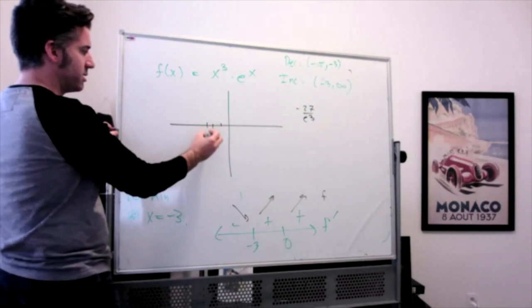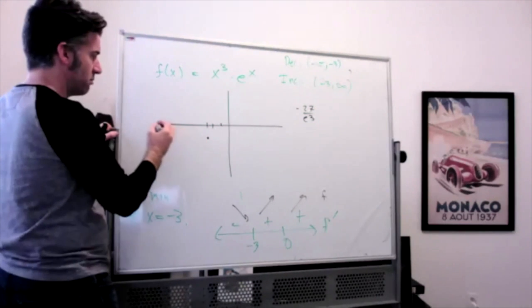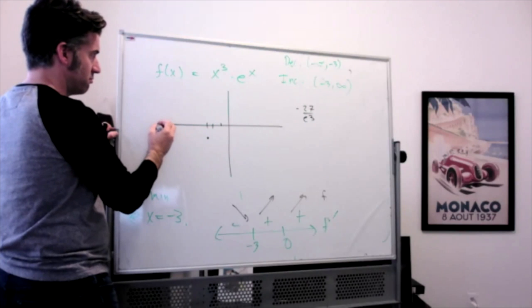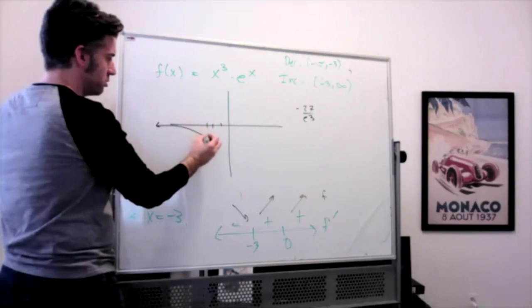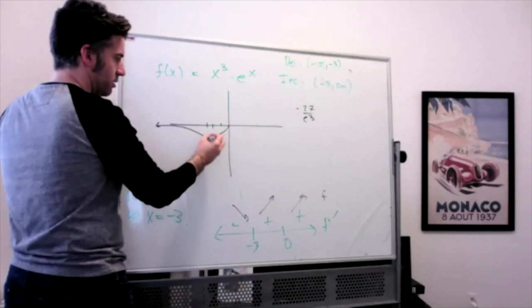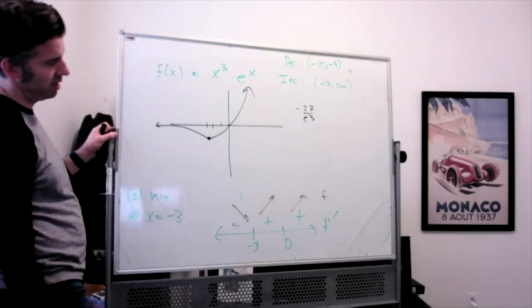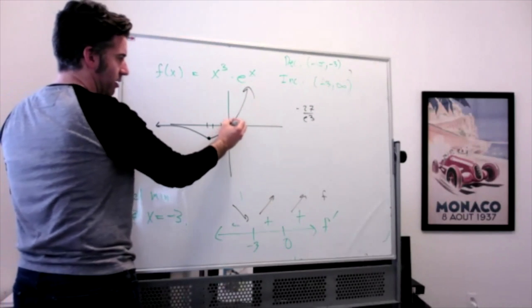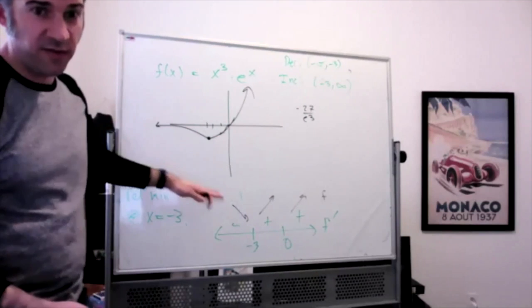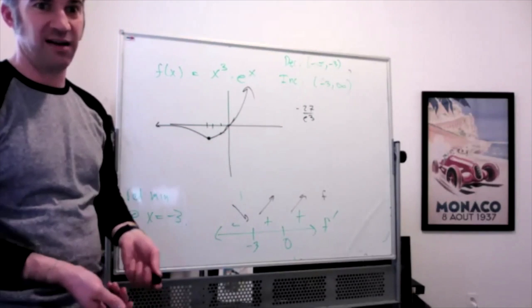So I know it's decreasing from here to there, increasing after. I have 0 as a point. It hits the intercept of 0, and then it keeps getting bigger. And maybe it does something kind of funky here. I don't know. But just from the first derivative chart, you can get a pretty decent idea of what the function might look like.